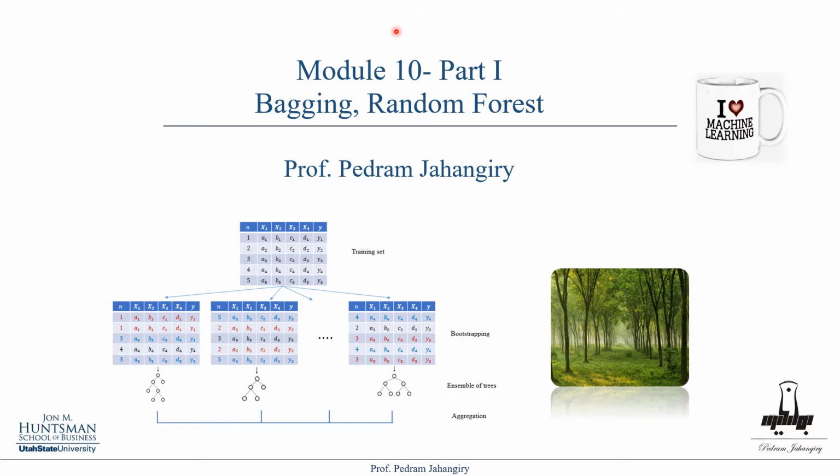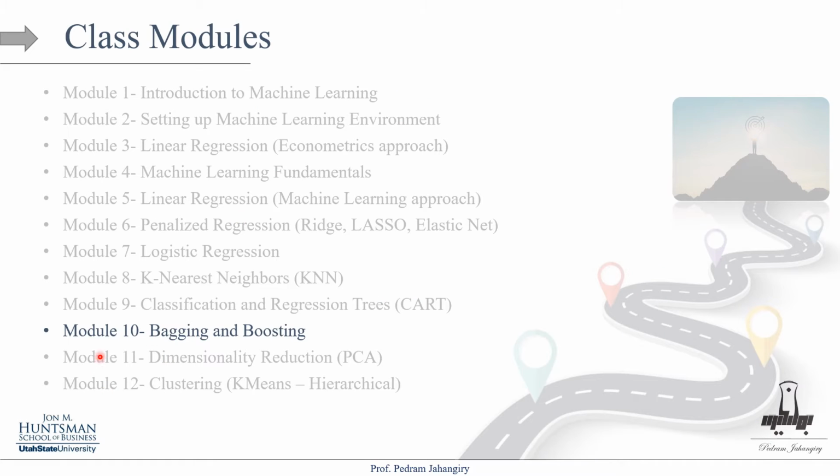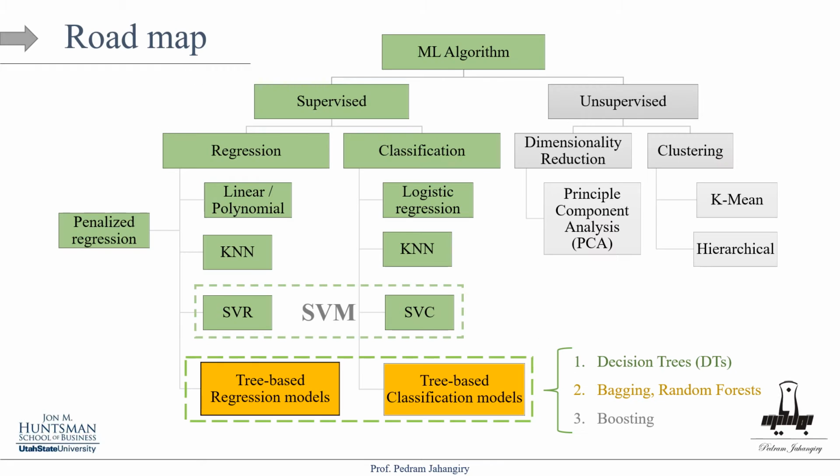Okay, so let's look into the roadmap. We are here, module 10, bagging and boosting. This is our roadmap, random forest. As we already know, this is a machine learning algorithm which is used for supervised learning tasks, both for regression and classification. It's a subset of tree-based classification and regression models in general.